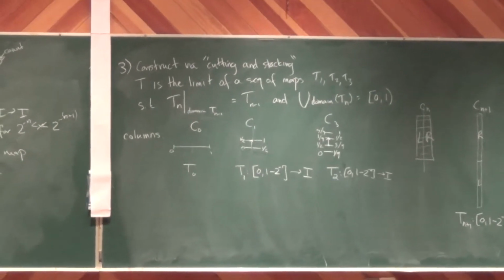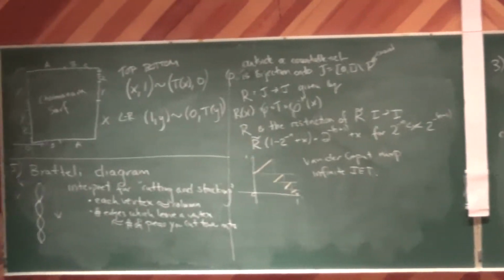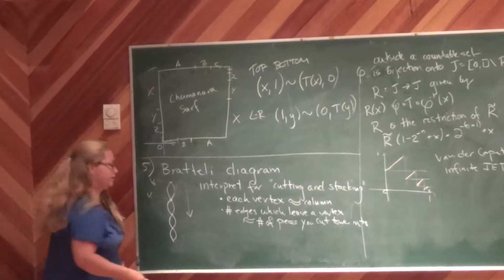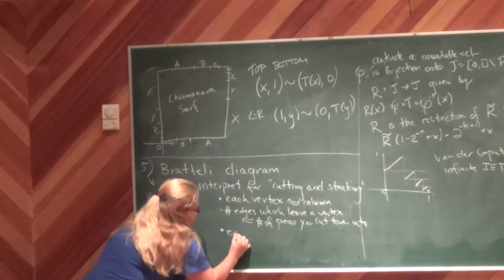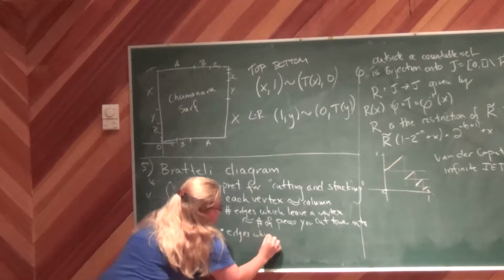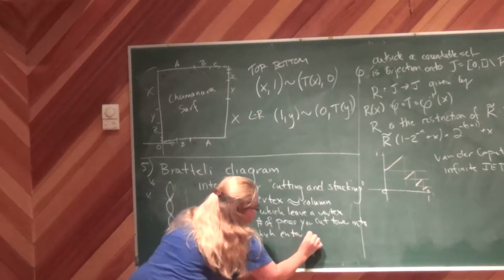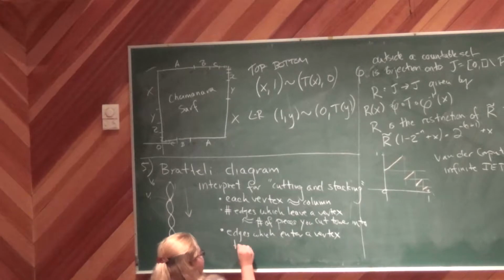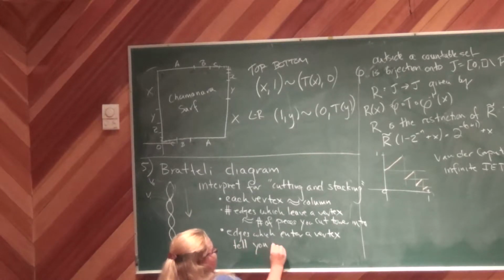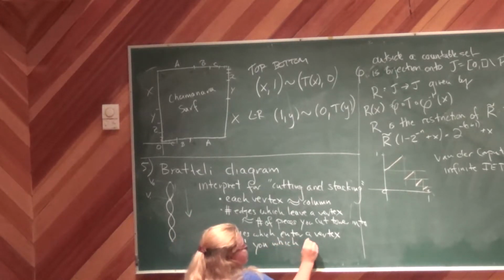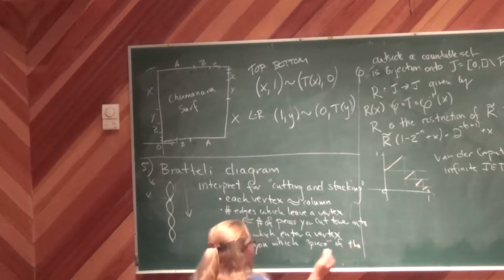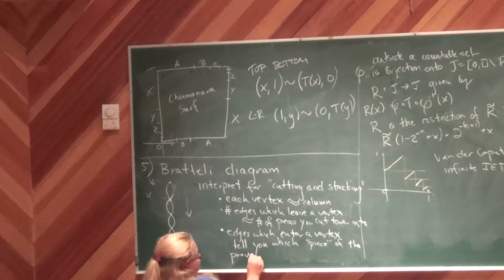Edges which leave a vertex are related to the number of pieces you cut that tower into. And if you look at the edges which come into a vertex, those are the pieces which you stack to form the next tower. We'll say edges which enter a vertex tell you which pieces of the previous level towers to stack.